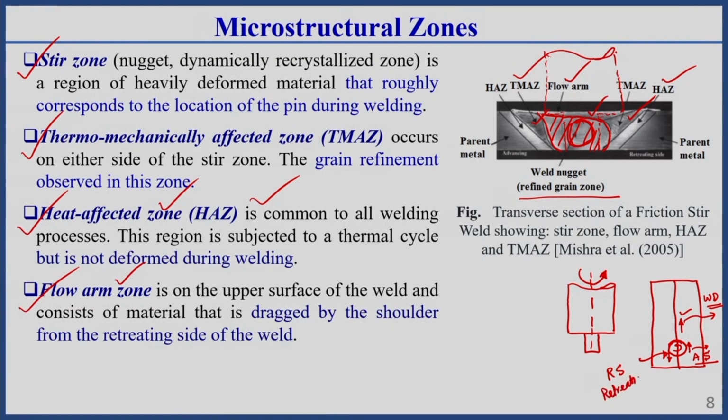That means the flow arm zone is created due to the drag of material by the shoulder from the retreating side of the weld. Once the tool rotates, material is moved from the advancing side to the retreating side, and is further dragged from the retreating side to the top surface. That is called the flow arm zone. This you should keep in mind.